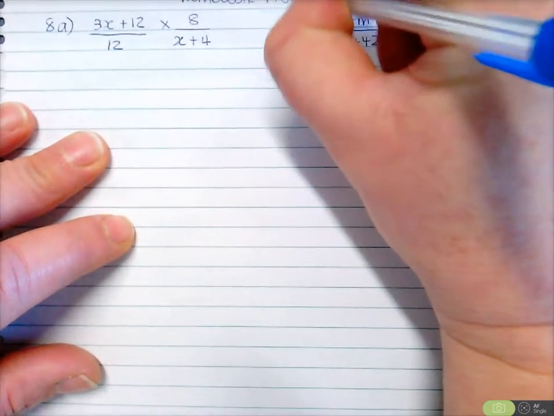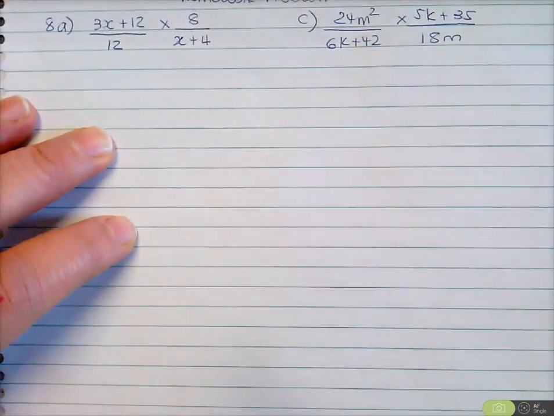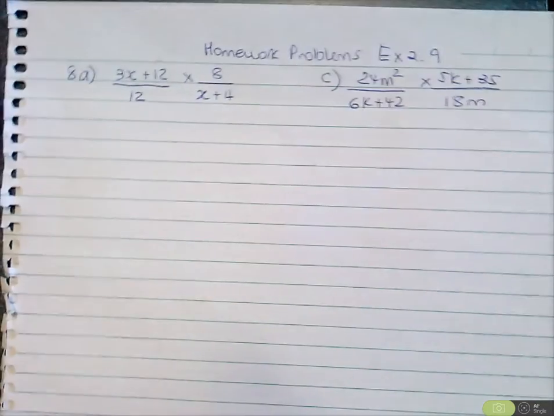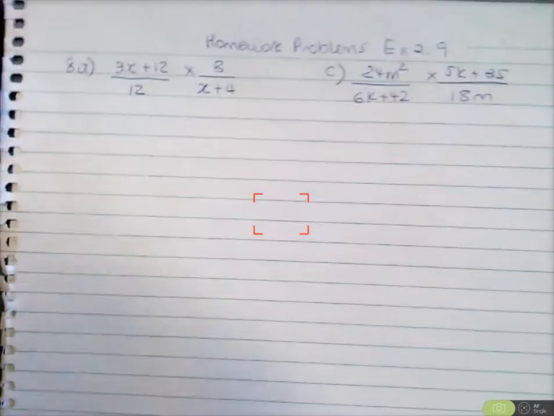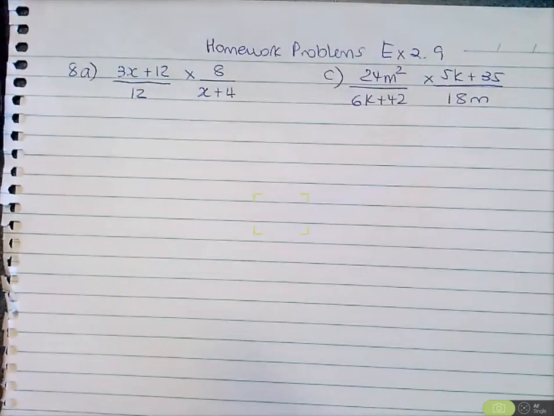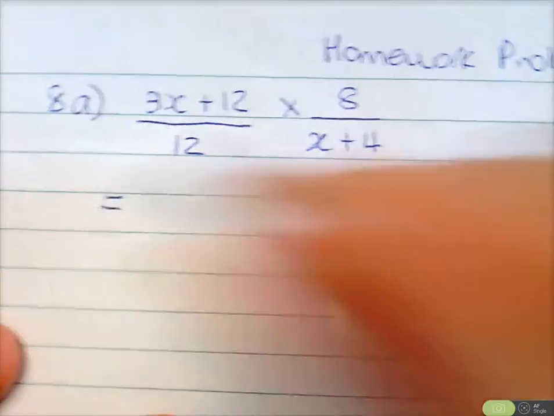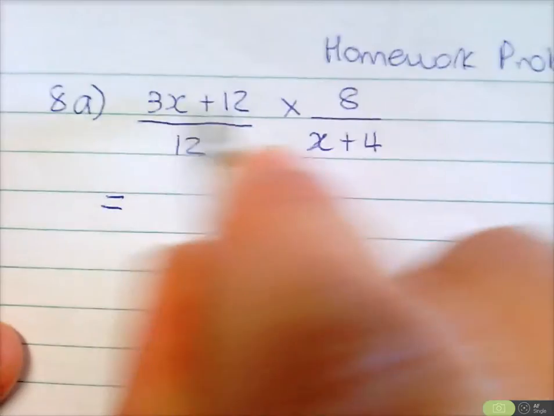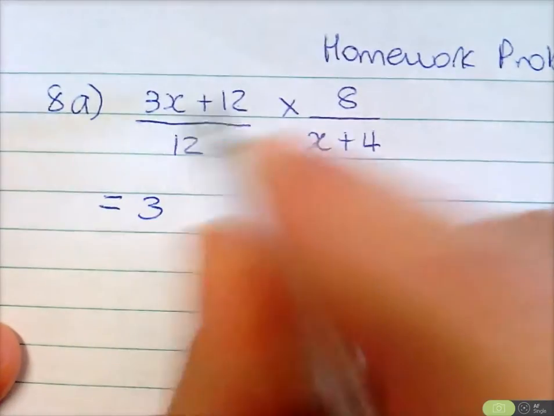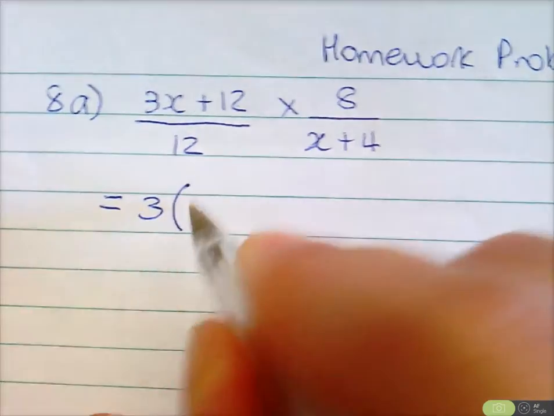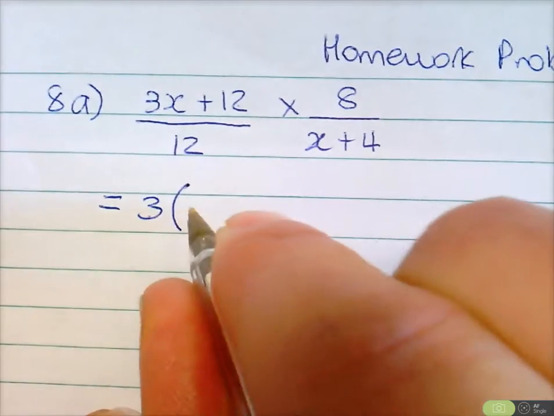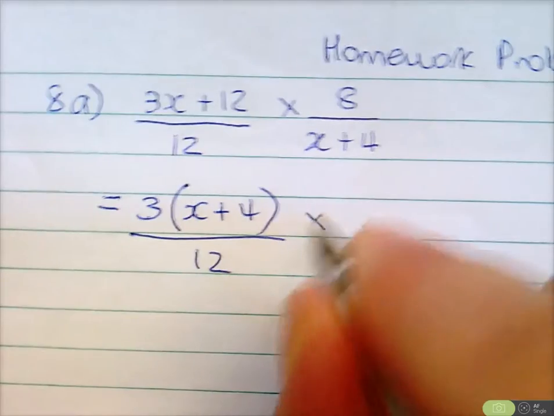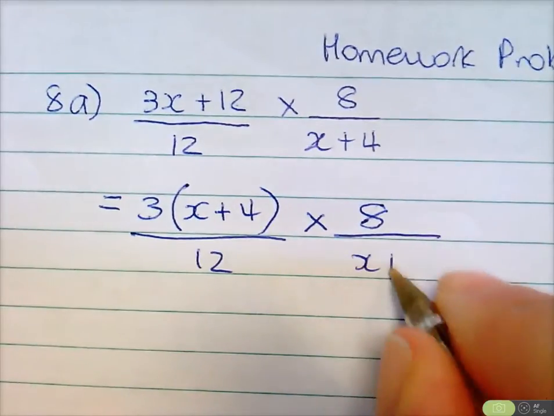We're looking at homework problems for multiplying and dividing algebraic fractions, exercise 2.9. I'll just make that a little bit bigger. Okay, the first thing we need to do is factorize any expressions that can be factorized. Now this expression up here, 3 is a highest common factor between the 3x and the 12. So we go 3 bracket what? 3x plus 4, then over 12 times 8 over x plus 4.